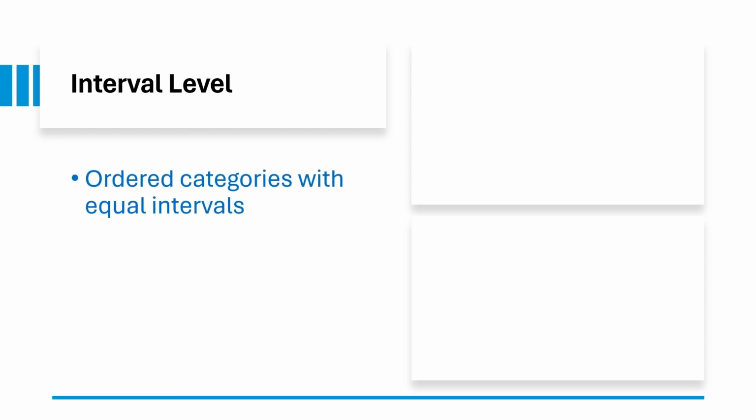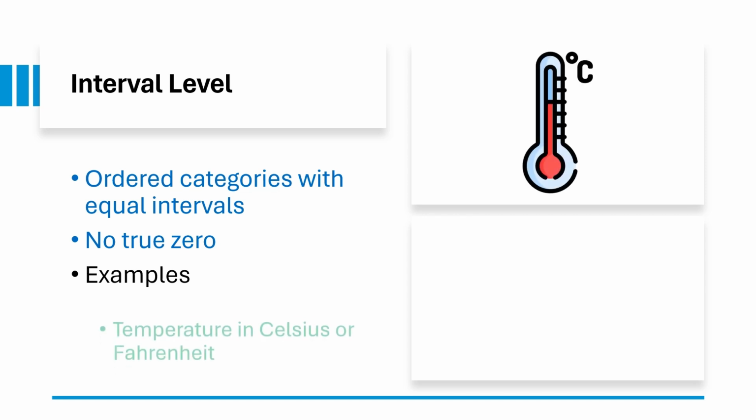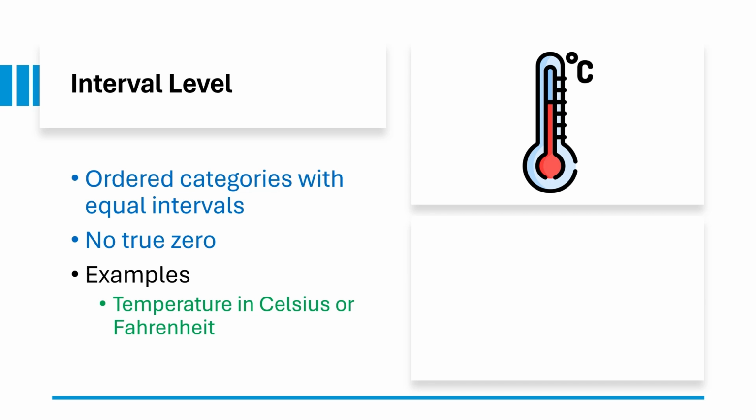Interval-level data has ordered categories with equal intervals between them, but no true zero point. This means that while the differences between values are meaningful, there is no absolute zero that indicates the absence of the quantity being measured. For instance, temperature measured in Celsius or Fahrenheit is an interval variable. The difference between 20 degrees Celsius and 30 degrees Celsius is the same as the difference between 30 degrees Celsius and 40 degrees Celsius, but 0 degrees Celsius does not mean the absence of temperature.